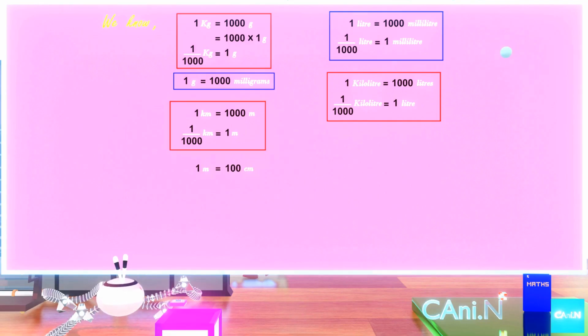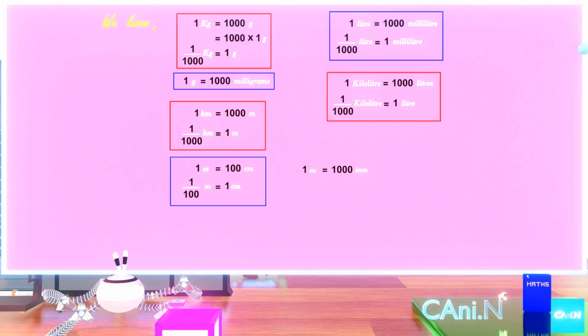1 meter equals 100 centimeters. 1 by 100 meter equals 1 centimeter. 1 meter equals 1000 millimeters. 1 by 1000 meter equals 1 millimeter.